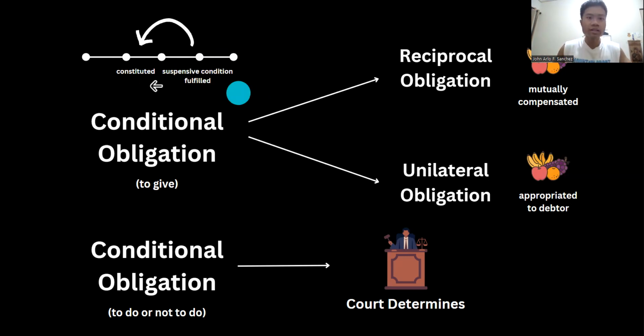So, the second part is in a conditional obligation to give, whether it's a reciprocal obligation, the fruits are mutually compensated, or in a unilateral obligation, the fruits or interests are appropriated by the debtor. So, what does this mean? First, let's remember what a conditional obligation is. Of course, it needs a condition for it to happen. And in this case, there are two types: the reciprocal obligation and the unilateral obligation.